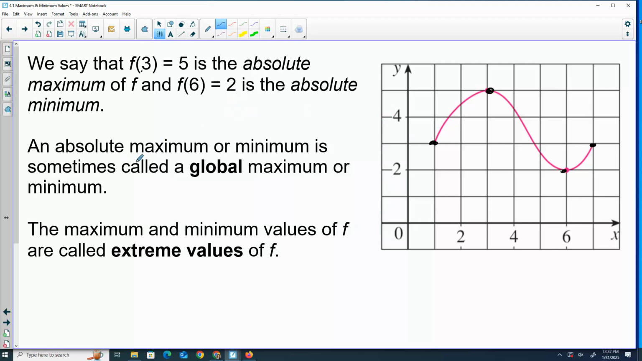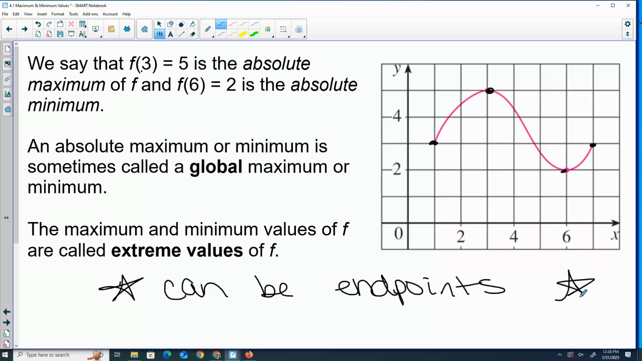Absolute max and min might be called global. Just be aware those are the same. In general, maxes and mins are referred to as extreme values. So if I say find the extreme values, that's all maxes and mins. One thing to note, absolute max and mins can be endpoints. So if you're looking for the highest or lowest on the entire graph, you do want to consider your endpoints of the graph.